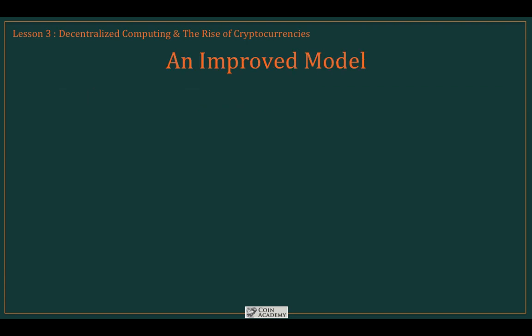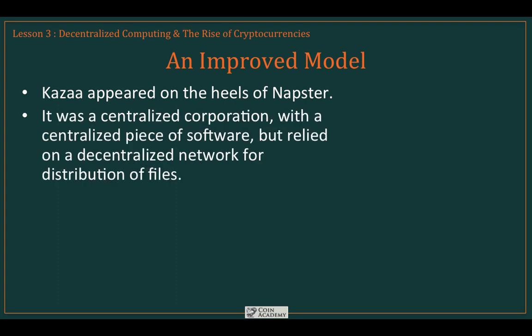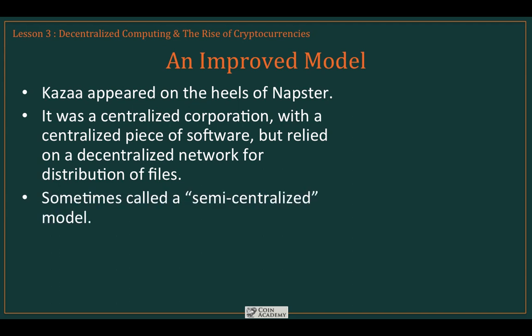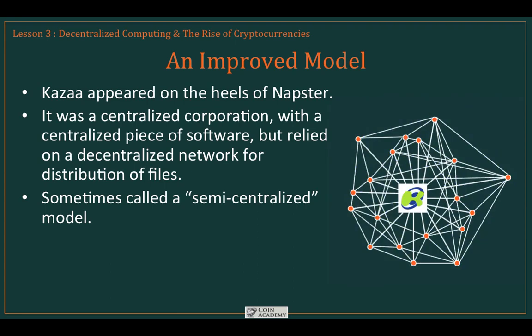The market learned, and an improved model arose. That model was called Kazaa, and it appeared right on the heels of Napster. Like Napster, it was a centralized corporation with a centralized piece of software, but Kazaa was different because it relied on a decentralized network for the distribution of files. Sometimes this is called a semi-centralized model, and it looks like this.